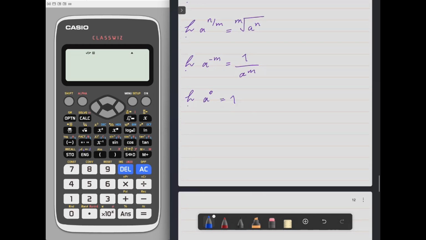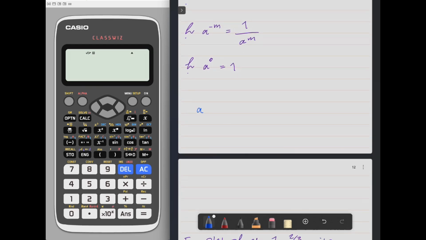So the third law: a to the power of minus m is equal to 1 over a to the power of m. Guys, very important: a minus in the exponent does not change the sign of the number. Not at all. But it reciprocates, and we have the reciprocal of the base to the positive power. What do I mean?